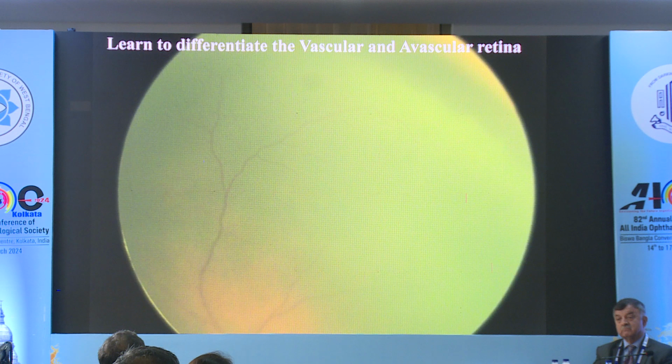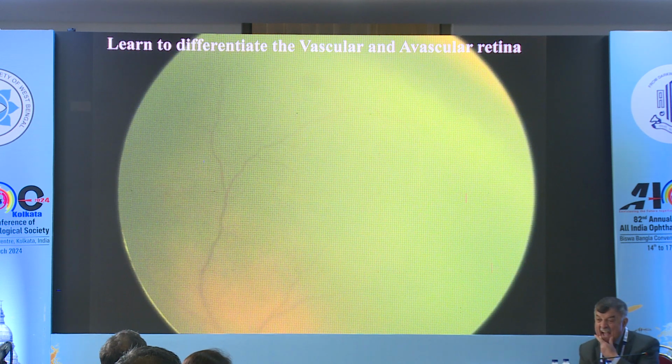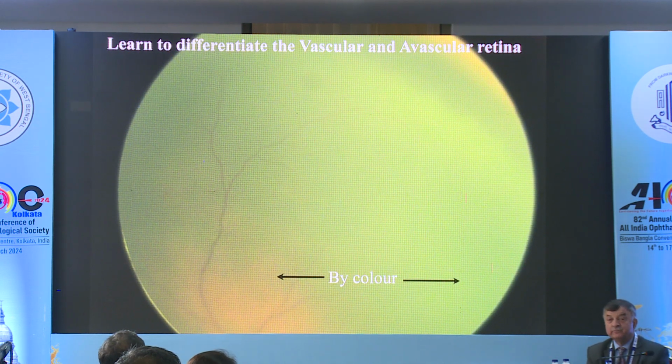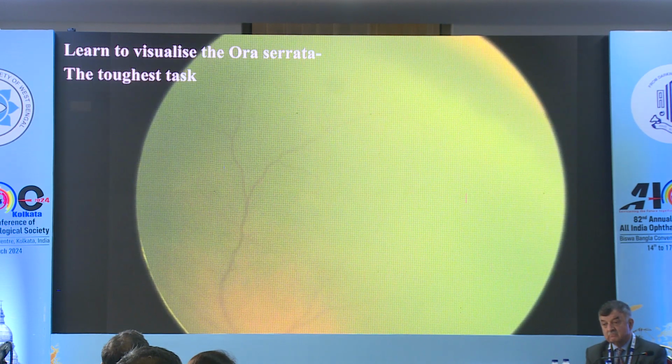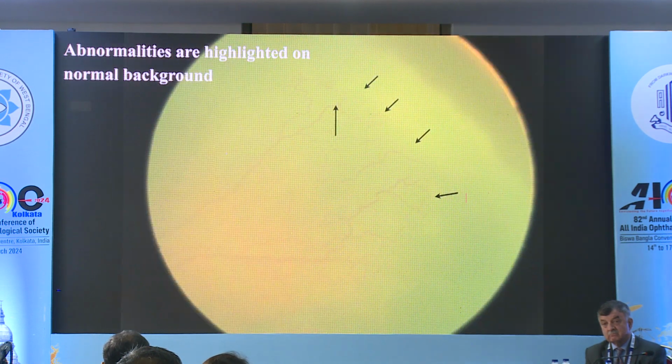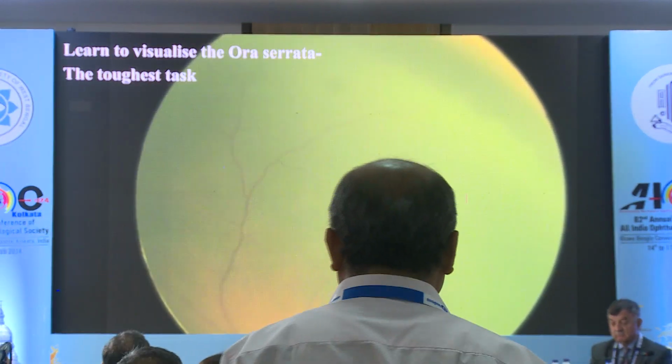And the next thing is, as a trainee, we should learn to distinguish between vascular or normal and avascular retina by color. Color may not be a good criterion, because the pigmentation may take time to reach the periphery, but we should try and trace the blood vessels which are normal retinal vessels. And if you are able to trace them, then identifying the ora serrata becomes the toughest task. Actually it is one of the toughest tasks to identify.